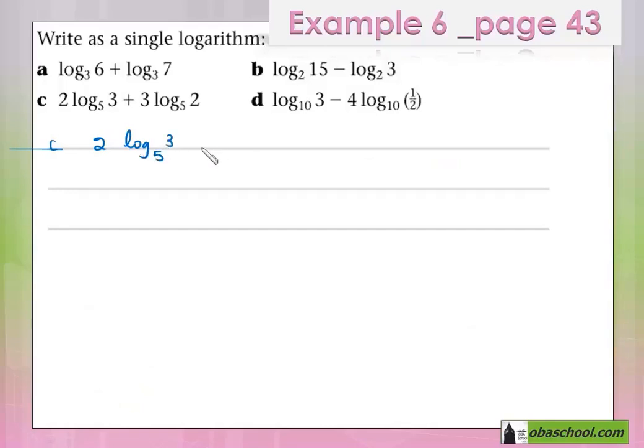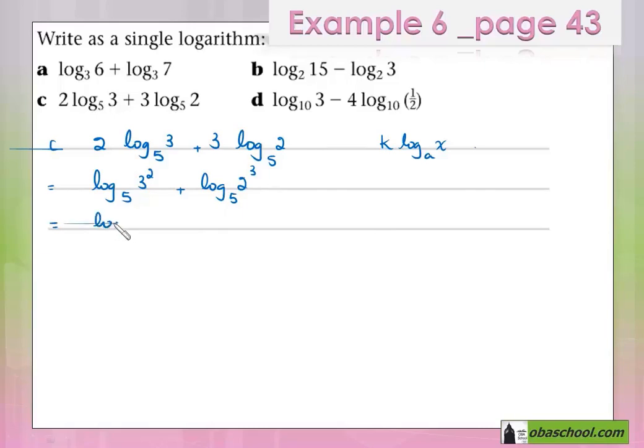C, 2 log 3 to the base 5 plus 3 log 2 to the base 5. Now here in such case, we actually need to use 2 rules. The first one is k log x to the base a, where k would be a power of x later on. And so let's do this for both. For the first one, it's going to be 3 squared. So log 3 squared to the base 5. And the second one, log 2 cubed to the base 5.